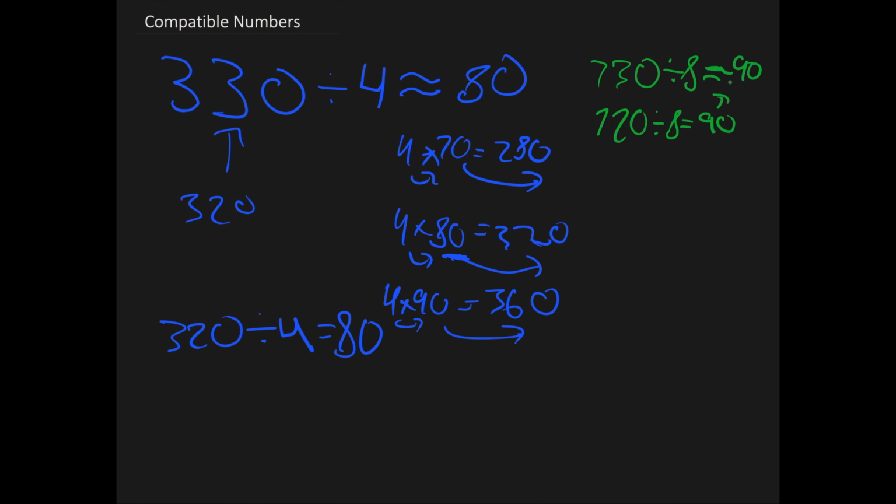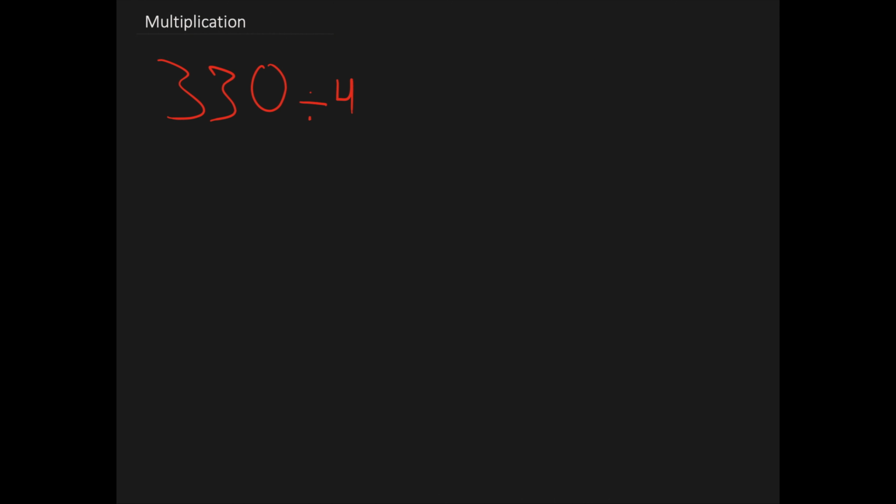Okay, so that's how compatible numbers work. So that's the first method we're going to be talking about. And the second one is multiplication.